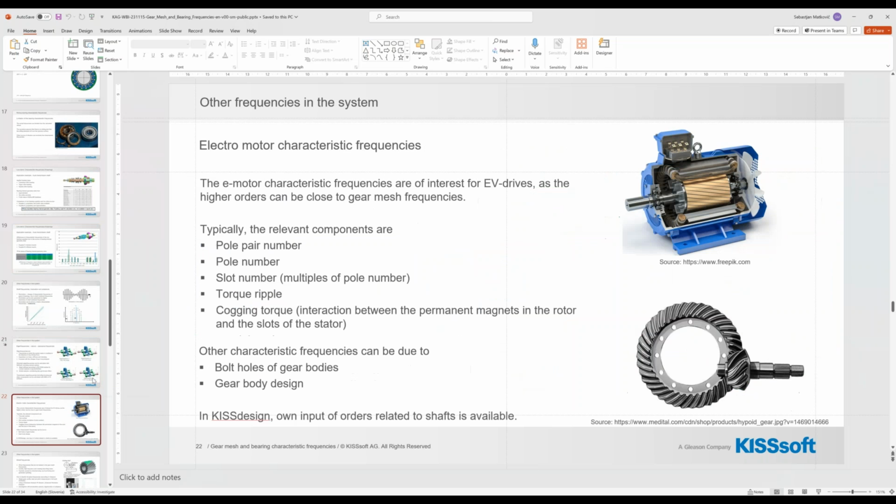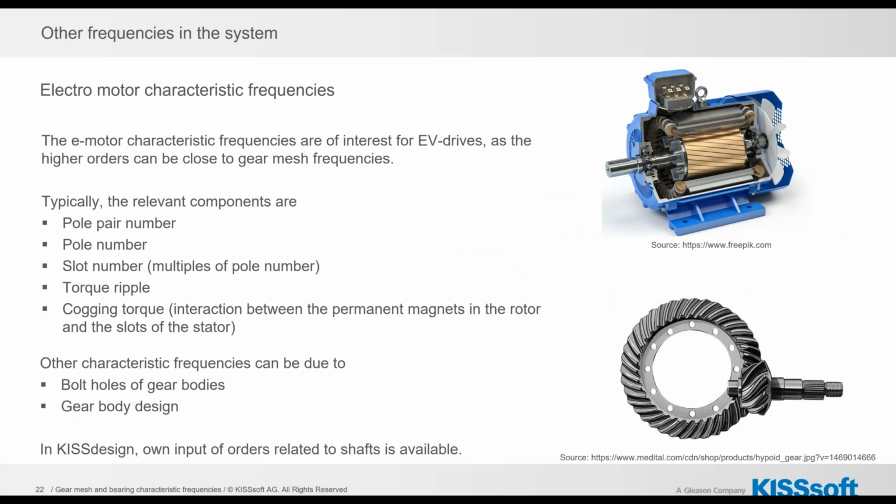so we finished with this slide, and then we can go on with other frequencies in the system, which are often looked at: the characteristic frequencies of the e-motor. They're especially important in EV drives because the higher orders can be close to the gear mesh frequency. Typically relevant components of the electric motor are pole pair number, pole number, and slot number, which is usually a multiple of the pole number. Then there is torque ripple and cogging torque. Cogging torque is the interaction between the permanent magnets in the rotor and the slots of the stator.